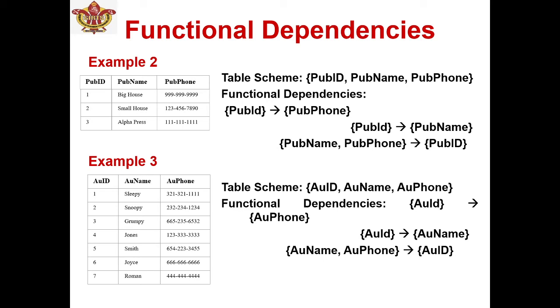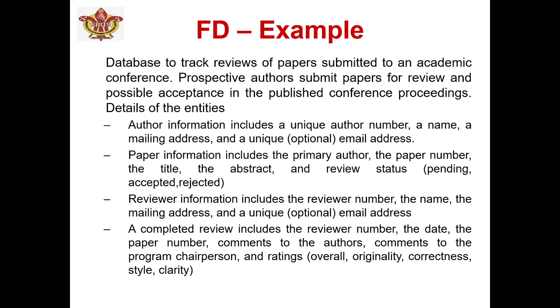And we can take another example, example 3. We are taking a table scheme with author ID, author name, author phone. There will be functional dependencies like author ID determines author phone, so author phone is fully dependent on author ID. Author ID determines author name, so author name is fully dependent on author ID, and author name and author phone determine author ID. So author ID is fully dependent on author name and author phone. So you are able to understand all the things which I have explained here. I hope so. If any doubt, please ask me, right?